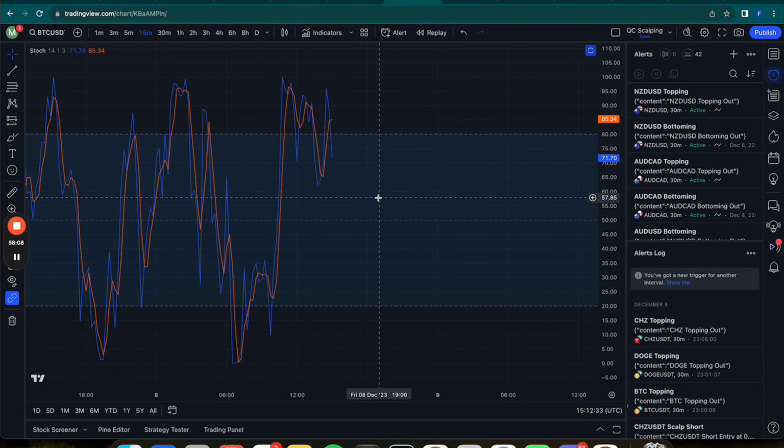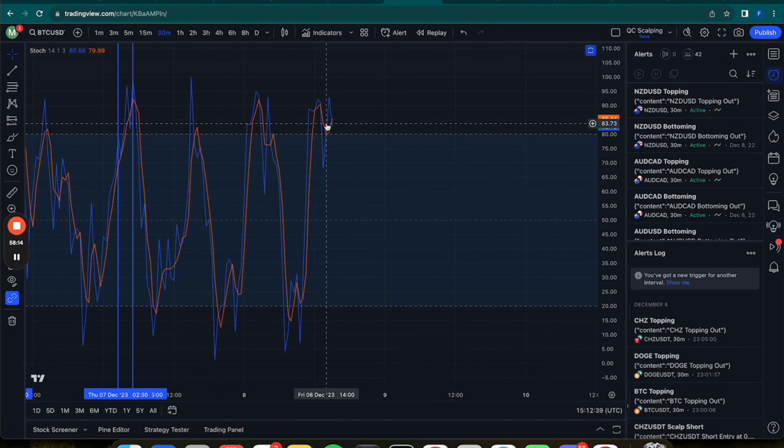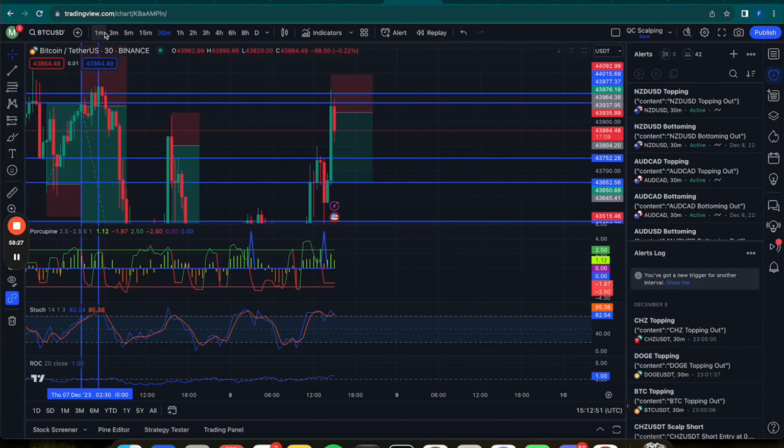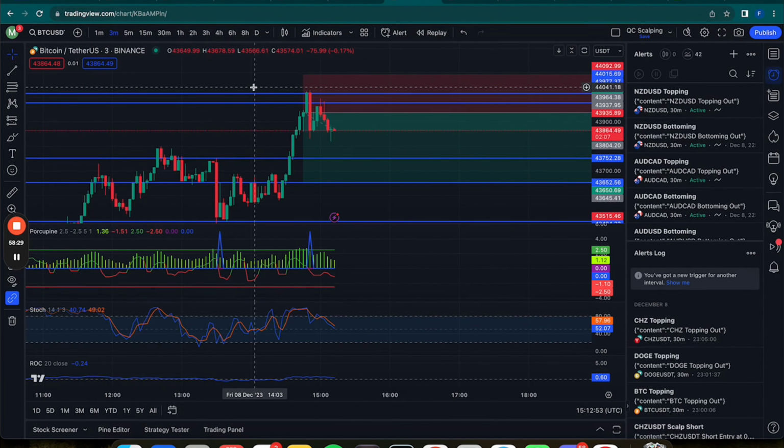Our 30 minute is still going up, I would assume. So here, ideally what we want to see is, once the 30 minute breaks, the next candle, we want to see some downside. That would be pretty important to see.